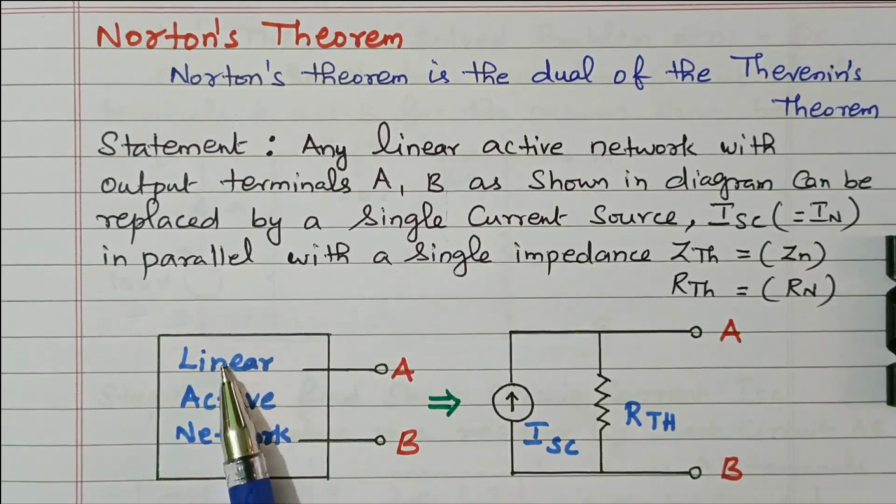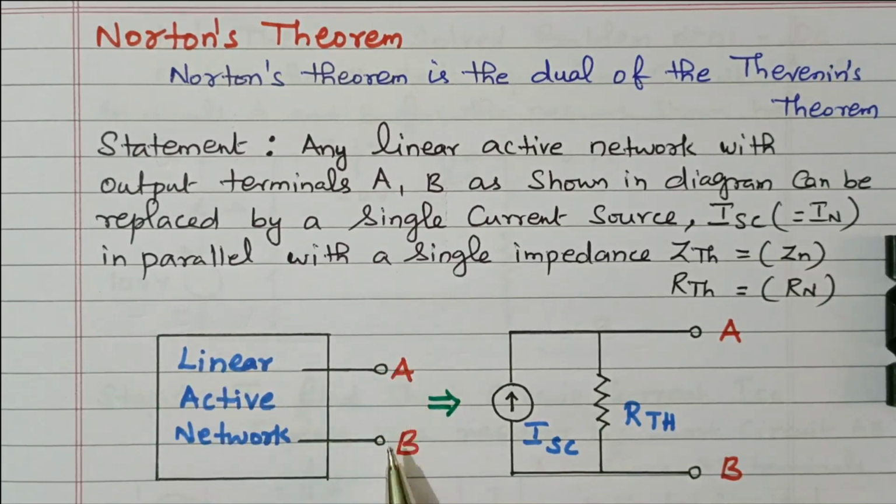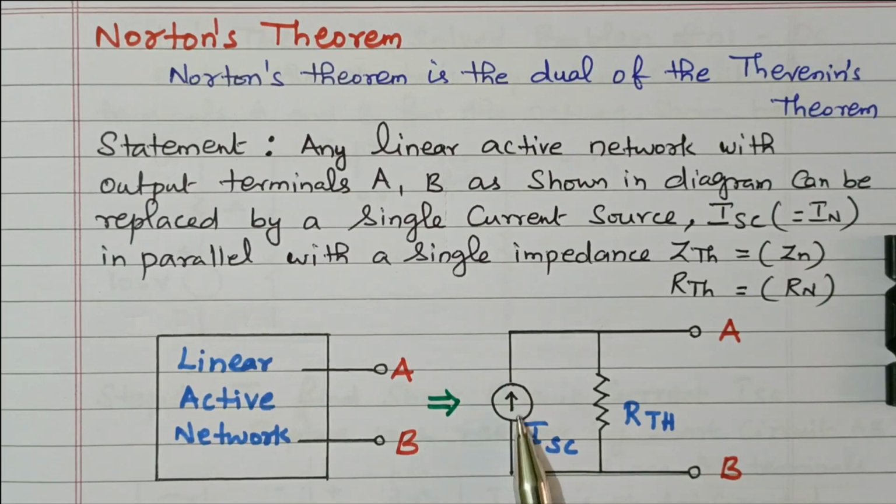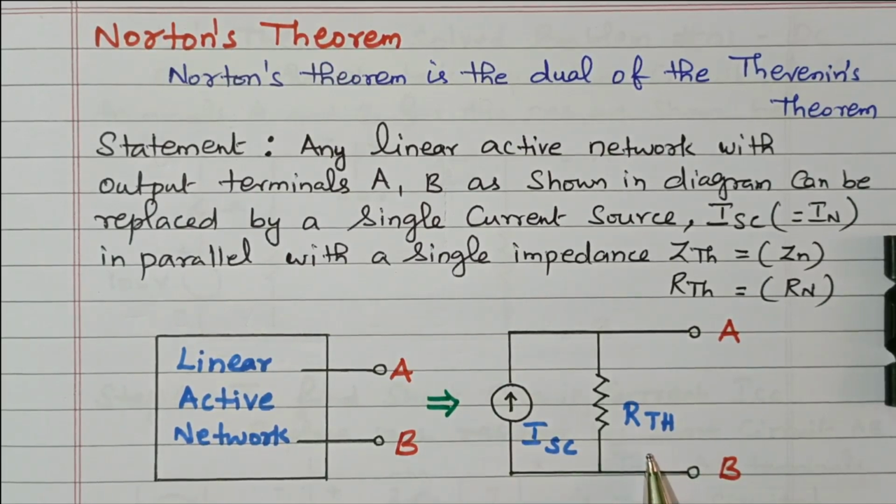This is the linear active circuit, with terminals AB. This is the load terminal. The load is connected across AB, in which we are going to find either load current or load voltage. This complicated circuit is replaced with a short circuit current source, one short circuit current source in parallel with the Thevenin resistance. This is the load terminal AB.